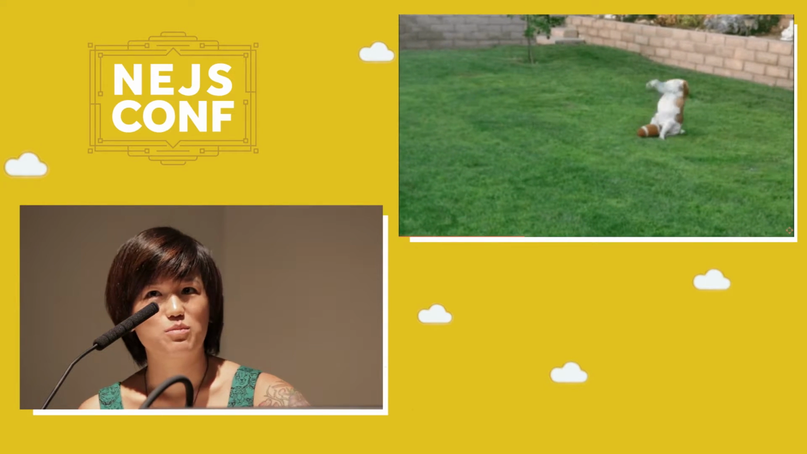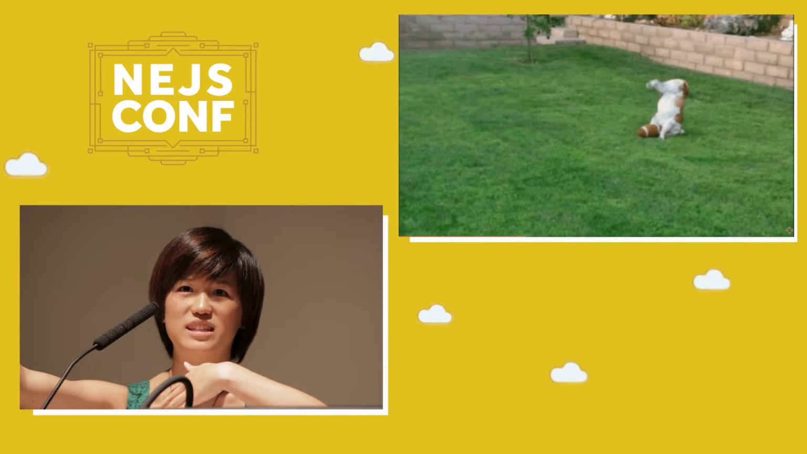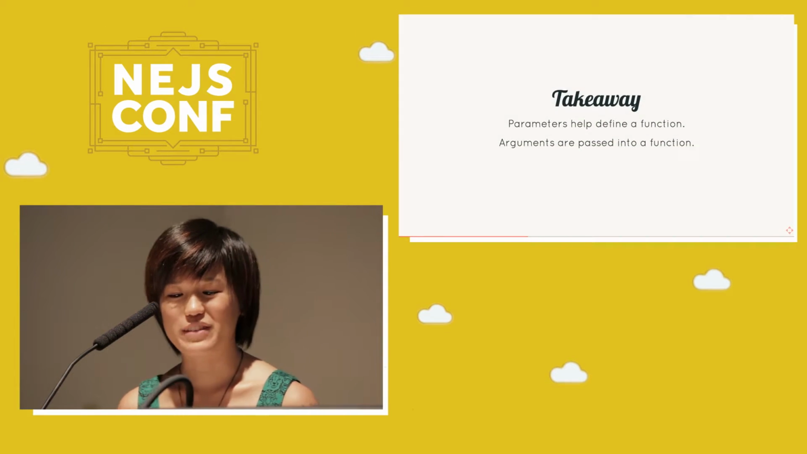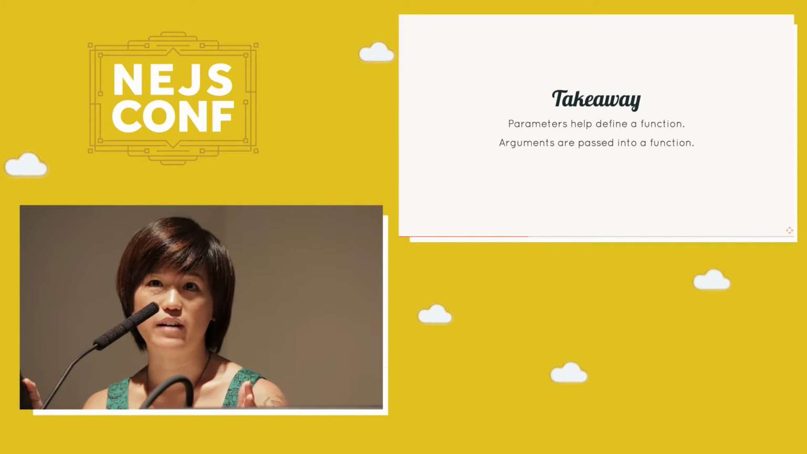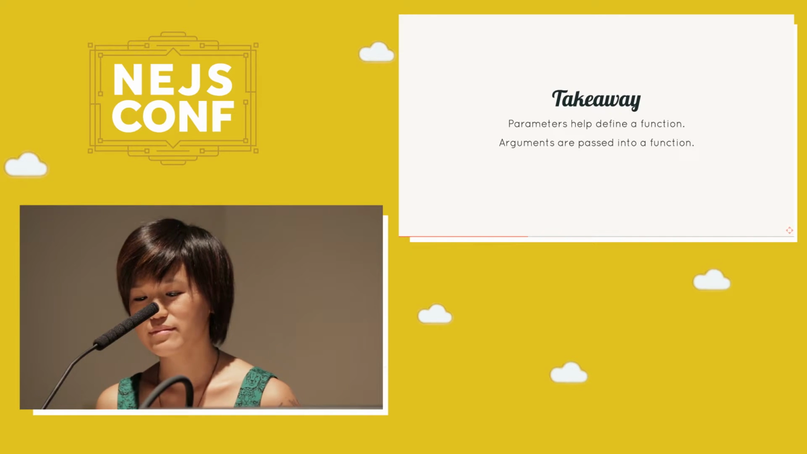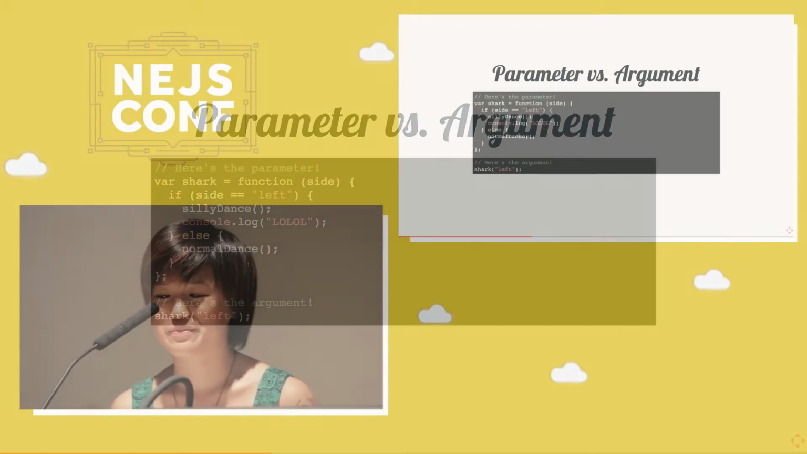So when the parameter hits computer science, its definition gets completely flipped on its end. So the takeaway from all of that is that parameters help define a function, and arguments are passed into a function. So here's the answer. The parameter is up at the top. It's the side, which is helping define shark, and then the string left is its argument.